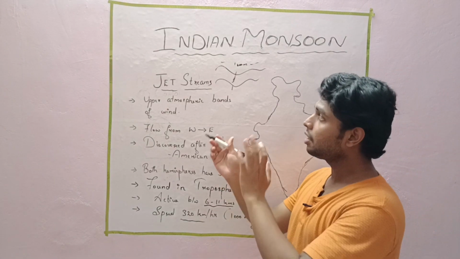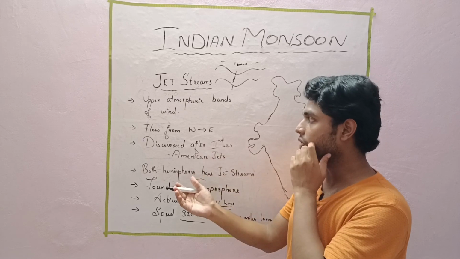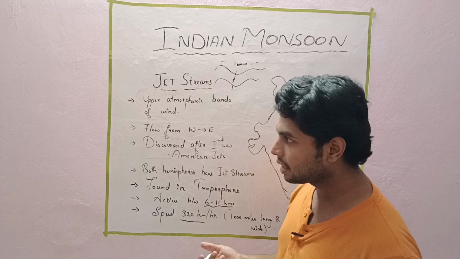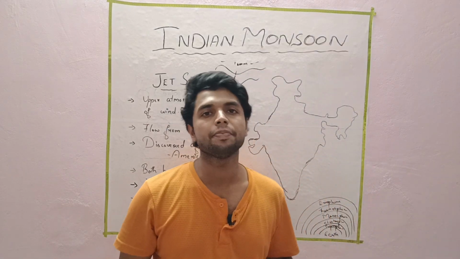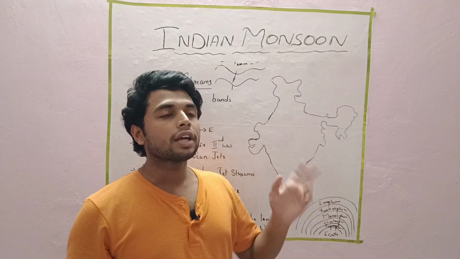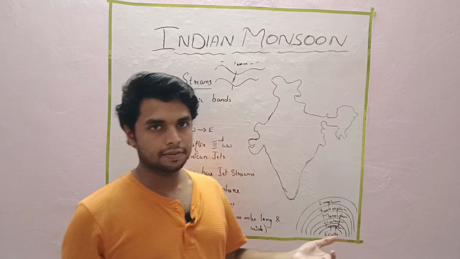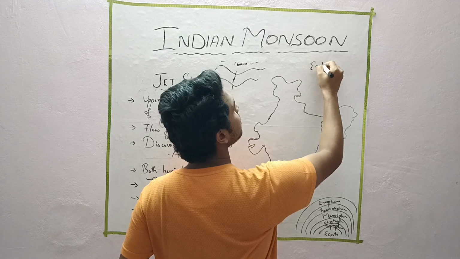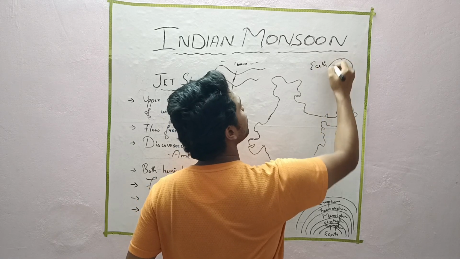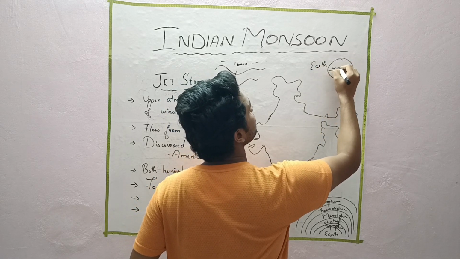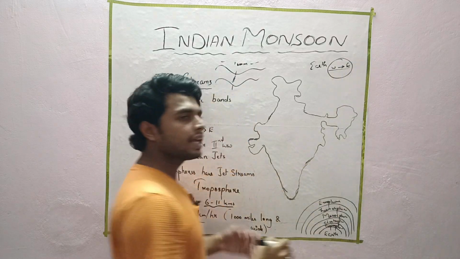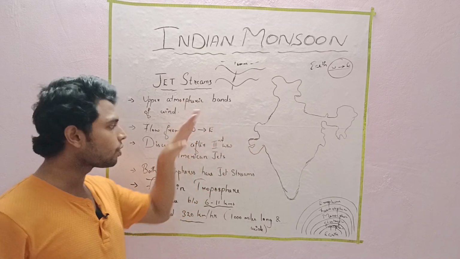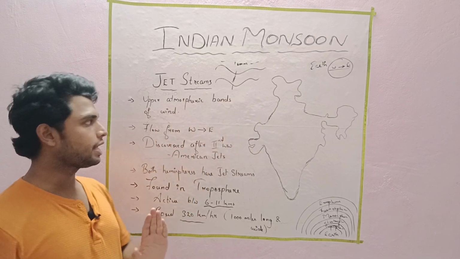Now, from which direction do the jet streams flow? We know that the earth rotates from west to east, right? In the same way, the jet streams also flow from west to east.